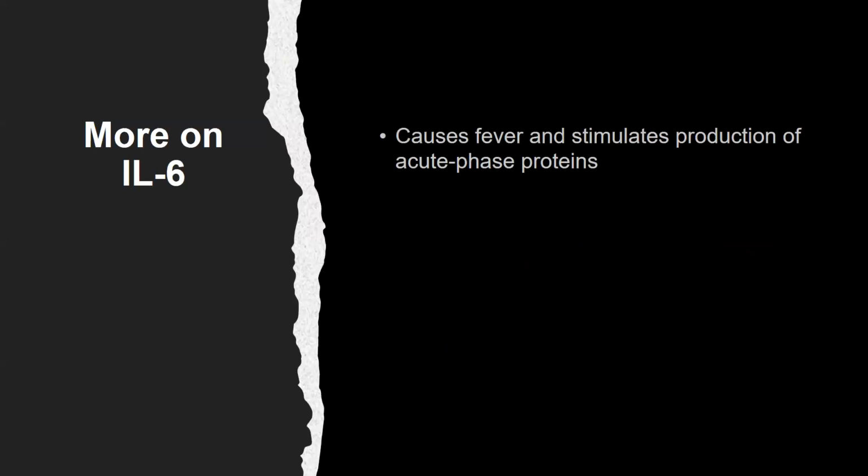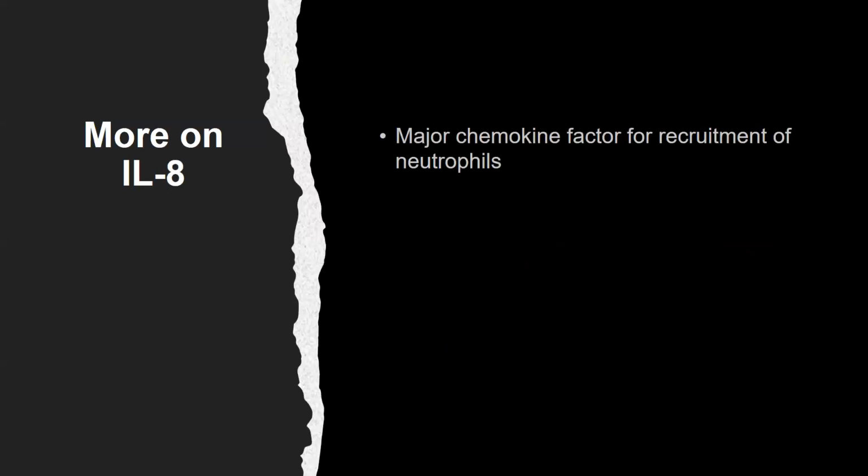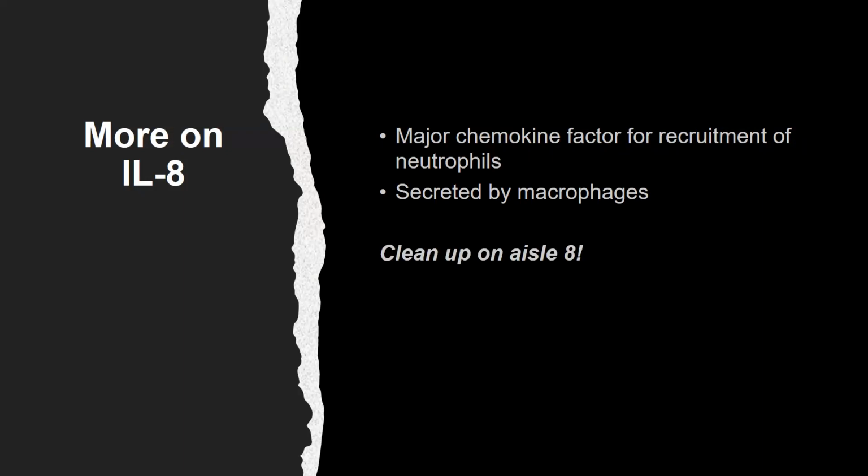IL-6, it'll cause fever, stimulates production of acute phase proteins. Again, these are all acute inflammatories secreted by macrophages. IL-6, we talked about that one at the beginning. IL-8 is the major chemokine factor for recruitment of neutrophils. Chemokine, think about it almost like a pheromone, right? Something that a neutrophil could smell in the body via chemicals and be attracted towards. It's going to essentially tell neutrophils to travel towards that chemokine or that chemical signal. Macrophages secrete it. Clean up on IL-8. IL-8, interleukin 8, is going to be your major neutrophil recruiter.